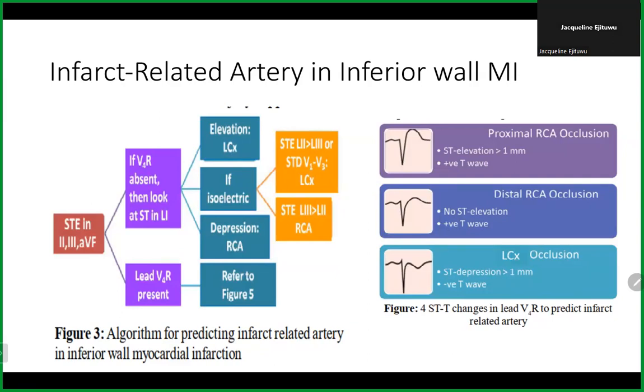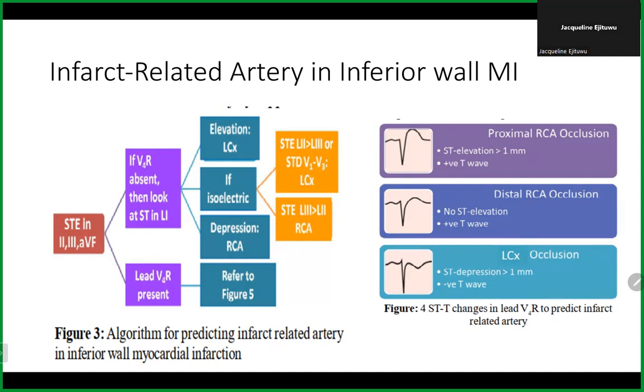While if the ST elevation in lead 3 is greater than that in lead 2, the right coronary artery is more likely to be the culprit of the inferior wall infarction. However, if there is ST depression in lead 1, it's likely to be right coronary artery involvement and not the left circumflex artery.